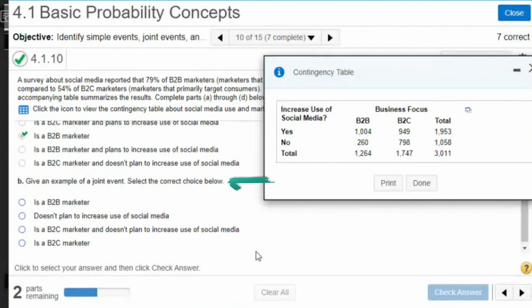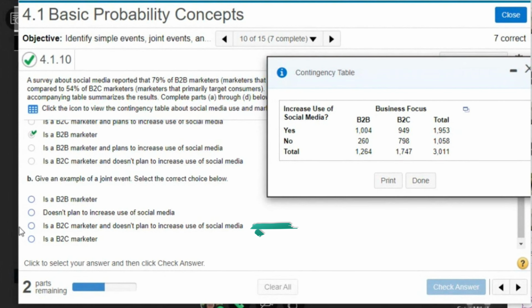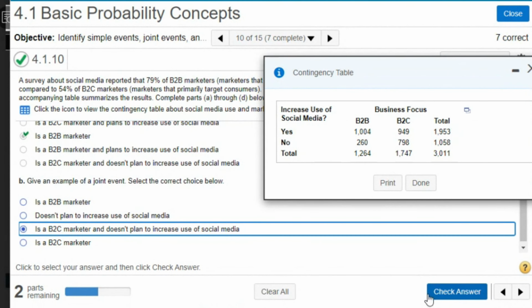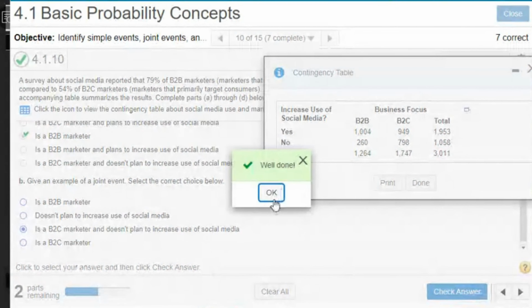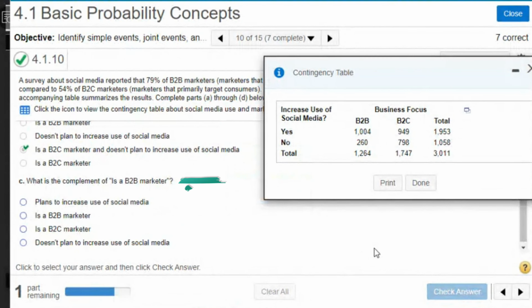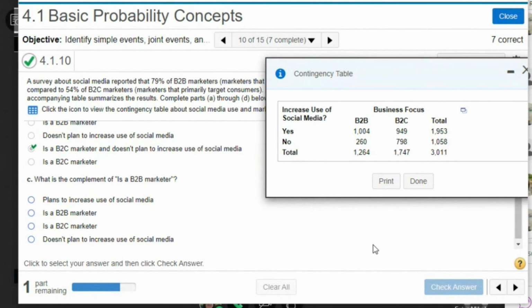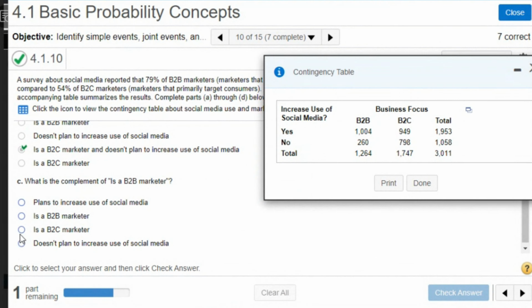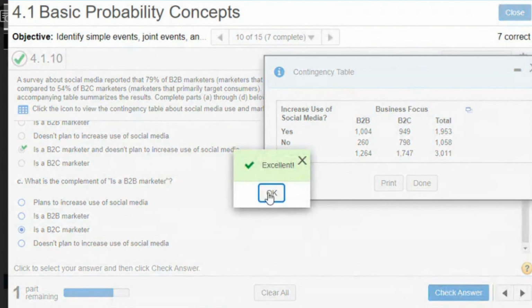Okay, here's another question. Give an example of a joint event. And the only choice here that has two characteristics is this one. Is a B2C marketer and doesn't plan to increase use of social media. Okay, that should be easy enough. Next, what is the complement of is a B2B marketer? So the complement is the not, and so is not a B2B, so that would be a B2C marketer.